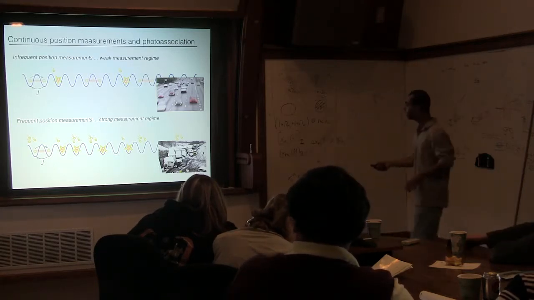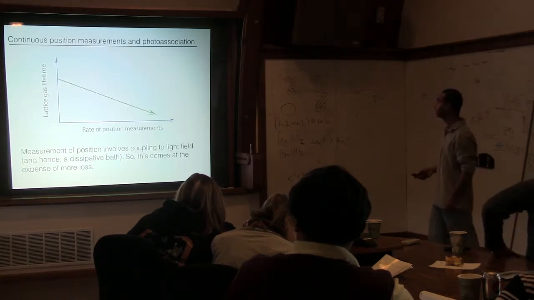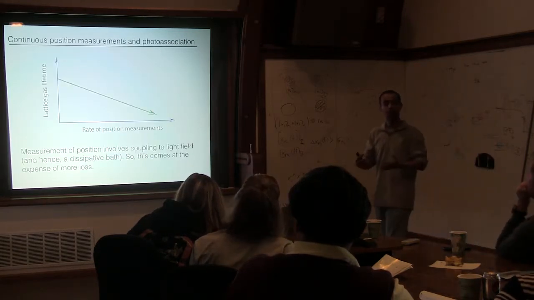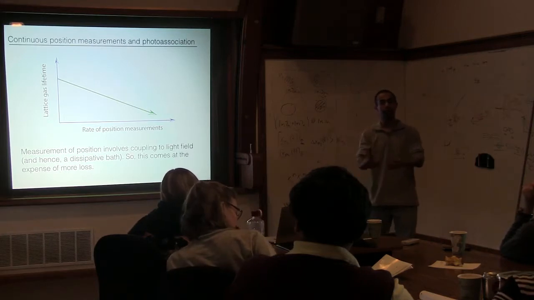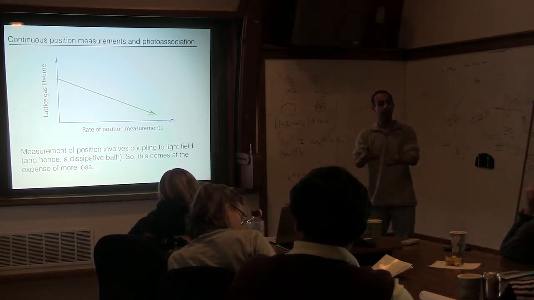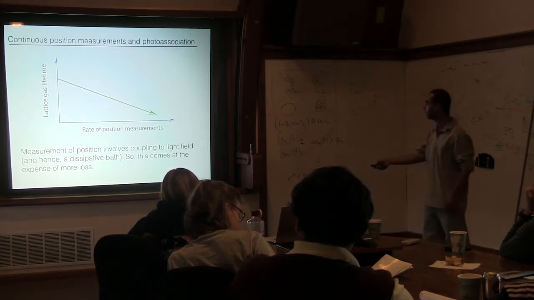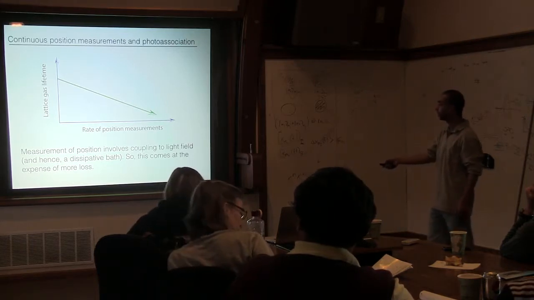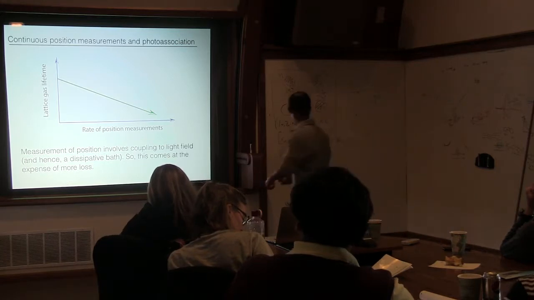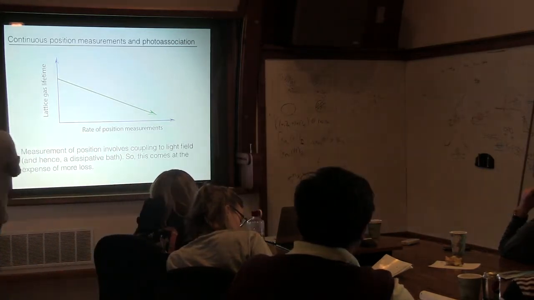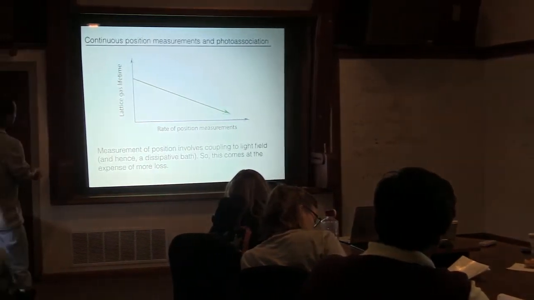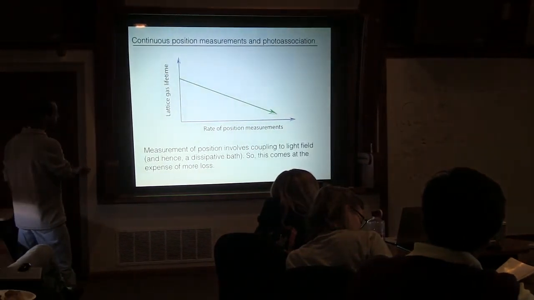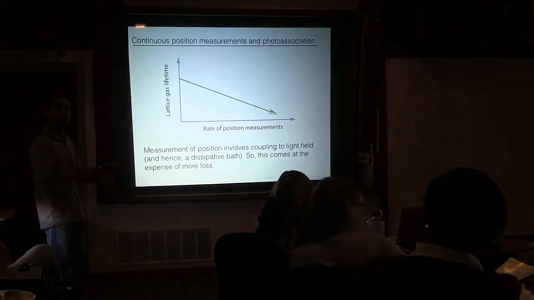Okay, so everybody clear on this picture? Okay. So our diagnostic is what is the lattice lifetime? How long do the atoms live, as a function of how fast or how frequently I'm measuring the atoms. And I expect, as I explained, that as I increase the rate of position measurements, the lattice lifetime is going to go down, and the atoms are going to become more and more unstable.